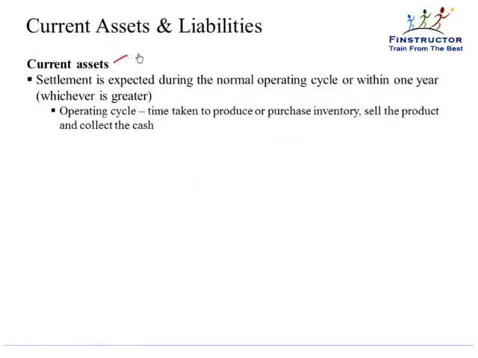Now, current assets are those assets where the economic benefit or the cash is expected to accrue within 1 year or within the normal operating cycle of the company. The normal operating cycle is the time it normally takes to procure the inventory, sell the product, and collect the cash. So if within that time the benefit is expected to come from the asset, then the asset will be classified as a current asset.